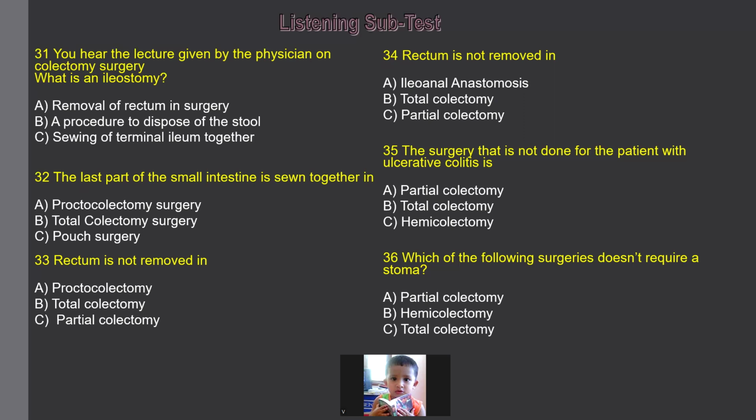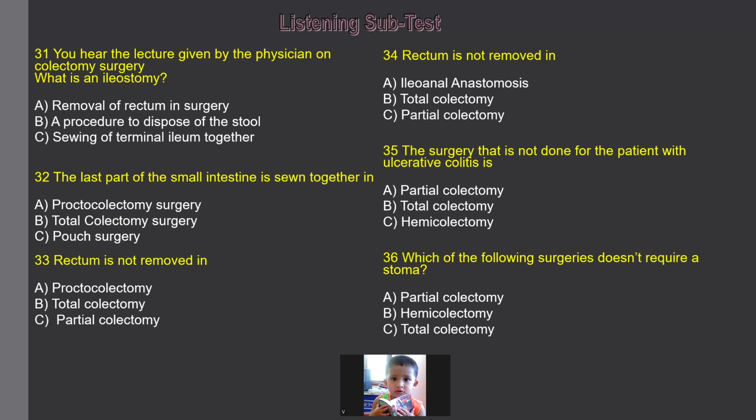The term procto refers to rectum. With both the colon and the rectum removed, the body will need a new way to dispose of stool. For most people with inflammatory bowel disease, either ulcerative colitis or Crohn's disease, a proctocolectomy also means the creation of an ileostomy. When part of the small intestine is brought through the abdomen to create a stoma, it is called an ileostomy. Therefore, the stool can be passed through the stoma and is received in an ostomy device worn on the outside of the body. The ileostomy can be temporary or permanent.